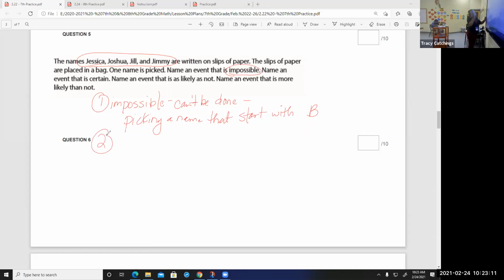The second thing they asked us for was certain. What does certain mean? It can be done, or in other words, it's all over to get one. And what was that about all those names? So picking a name that starts with a J. That could be any of those names in that bag.